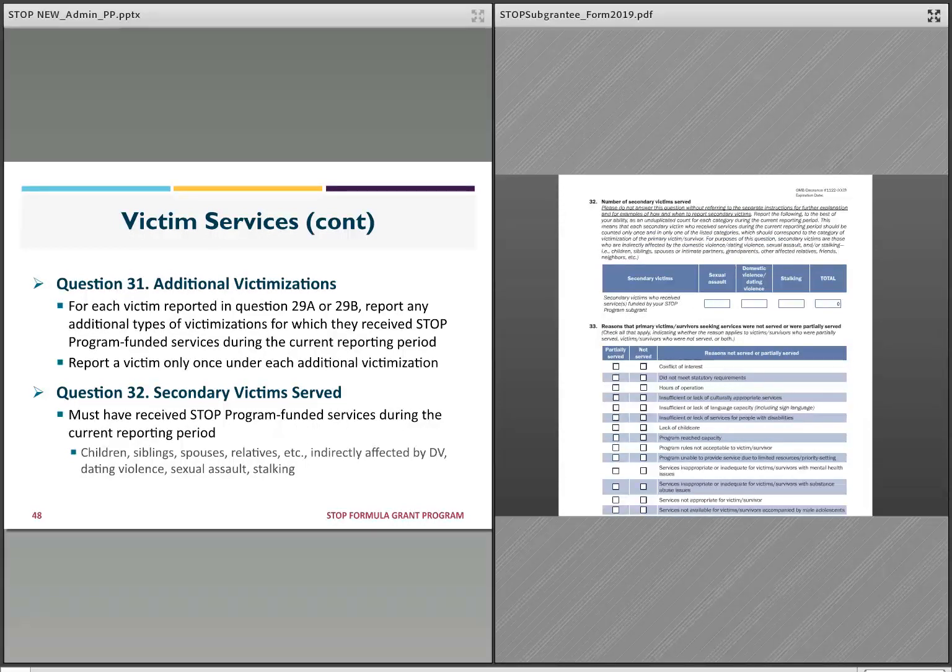In question 32, secondary victims served. Report any secondary victims, children, siblings, spouses, relatives, etc., anyone indirectly affected by domestic violence, dating violence, sexual assault, and stalking who received STOP program-funded services during the current reporting period. If you simply know that a person has a child, but you did not provide that child STOP program-funded services, you would not count them as a secondary victim served.